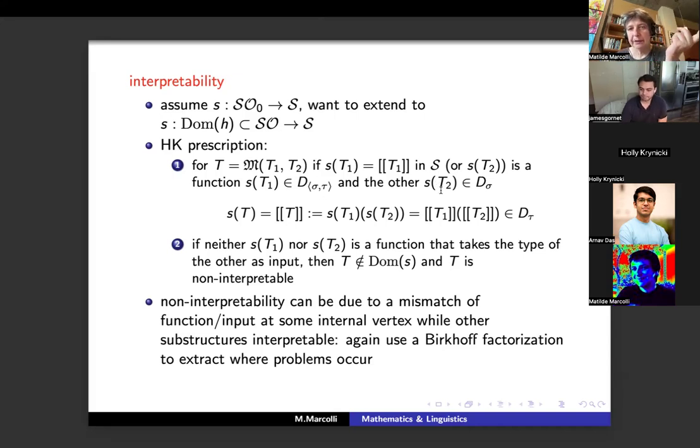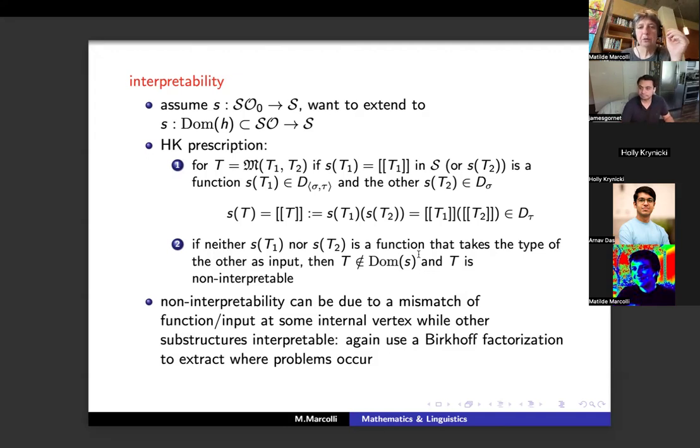But for example, say that if S of T2 is in the denomination of some type sigma, then S of T1 has to be in the denomination of something that goes from sigma to some other type tau. And when you combine them, you apply your function to the other argument, so you would get something which is a denomination of type tau. And so if this happens, it's parsable, and otherwise it's not parsable.